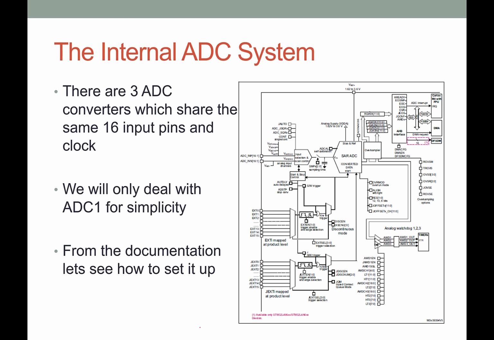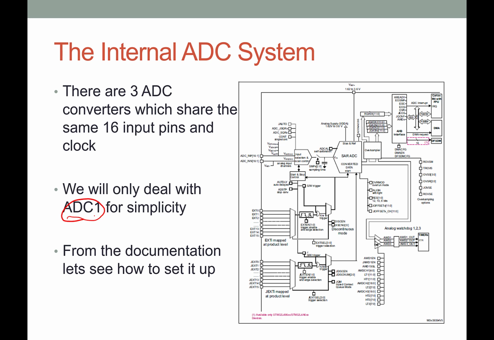It says here for our A/D system there are 3 analog to digital converters, and they share the same 16 input pins and clock. So that's just so you don't have to, obviously, have 16 pins for each one of them. We're trying to be careful with how many pins and everything we have. For us, though, we're only going to deal with ADC 1. Obviously, it doesn't really make a difference if we deal with the others, but let's go through and see how we need to set that up.